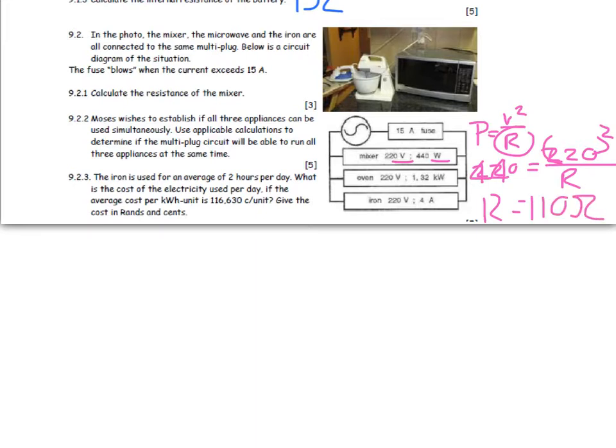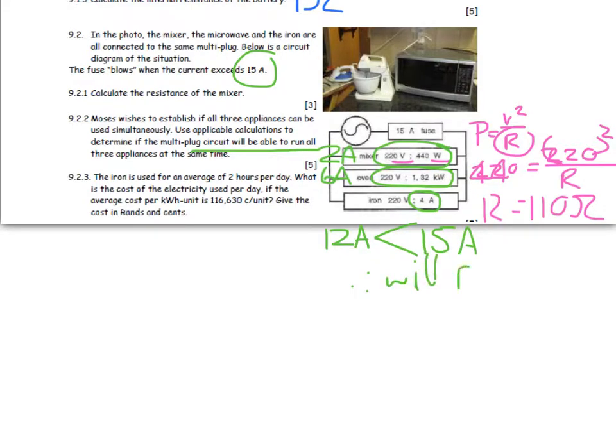I can work out the current on that one. Current is equal to power divided by potential difference, so it turns out to be 2 amps. For the microwave, power divided by potential difference: 1,320 watts divided by 220, and I find it's 6 amps on that branch, and I've got 4 amps on that branch. When I now add all 3 branches together, I get 2 plus 6 plus 4, and I get 12 amps. I need to very clearly say, will the circuit be able to run? 12 amps is less than 15 amps, which is what it can't exceed, and therefore it will be able to run.